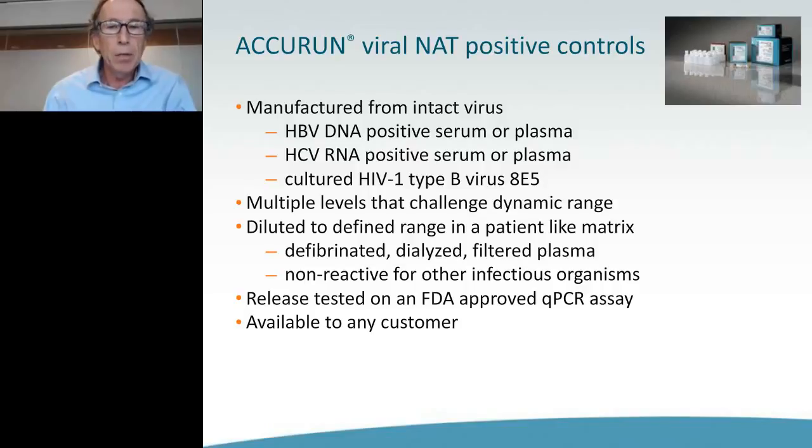HCV, RNA positive, is also from human serum or positive plasma, and again diluted in a commutable matrix to the appropriate levels. HIV is a cultured virus. It's type B, and it's the very famous virus 8E5 that we actually grow and culture, but again tie it to the proper concentrations in the commutable matrix.